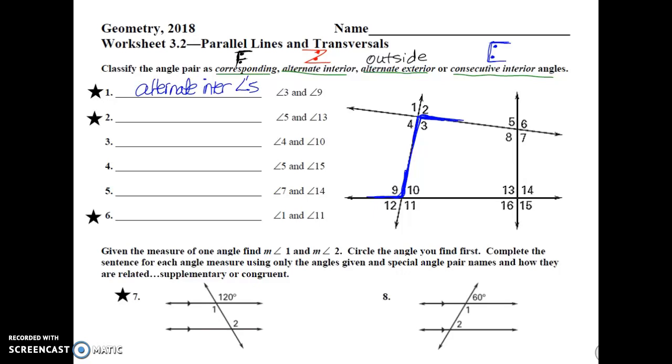For question number 2, we're looking at angles 5 and 13. So if I trace angle 5, and then I trace angle 13, and then I see if they connect, I can draw that up. Do you see the upside down F? That makes those corresponding angles.